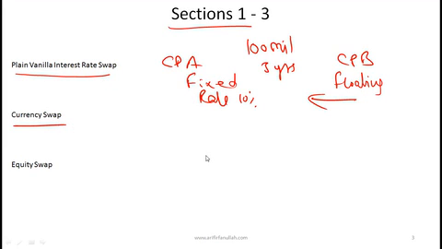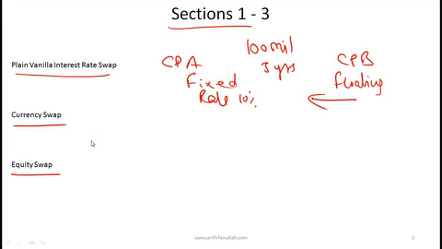A currency swap is one where you might have two currencies involved. So one party might borrow dollars, the other party might borrow euro, and both parties are making payments to each other in the currency that they borrowed. So we will see details of this later. An equity swap is where one party receives the return on some equity or some index while the other party makes interest rate payments. So in the next few minutes, we are going to study the pricing and valuation of these kinds of swaps in some detail.